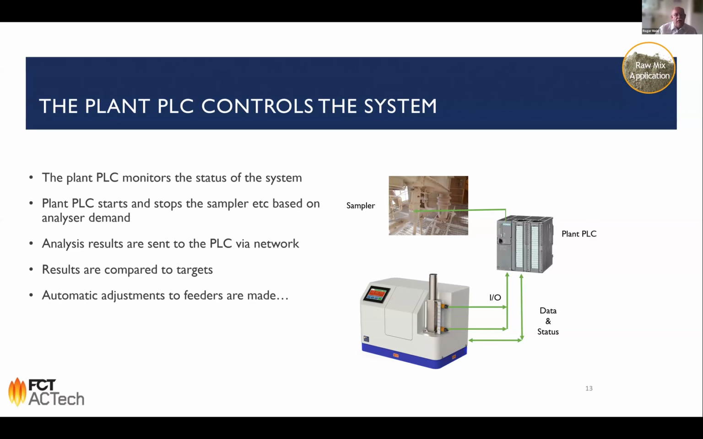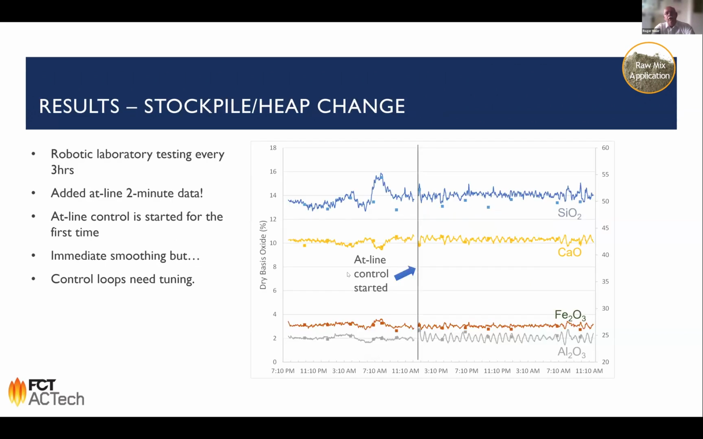Only when we get no signal from the plant PLC that material is flowing, then we empty the analyzer and put it into sleep mode. Now, if you look at the results and the impact on the process, you see here the black line in the middle of the diagram, where in the beginning they had no analyzer, and then we started with the analyzer.